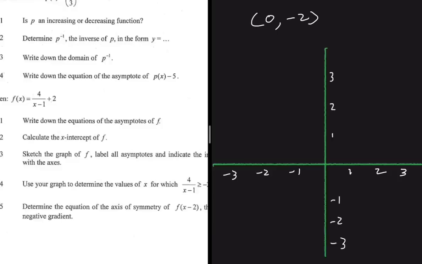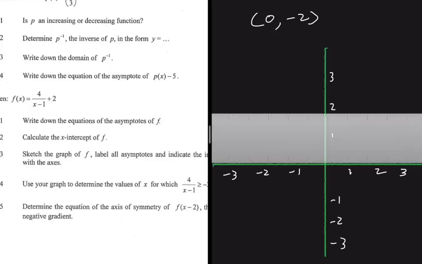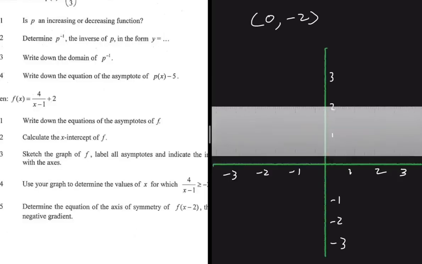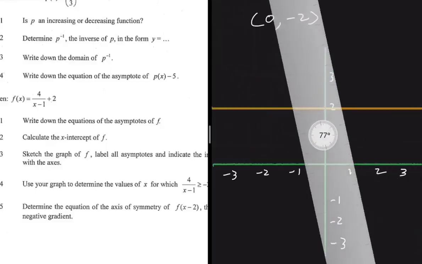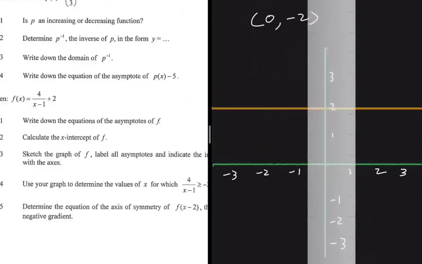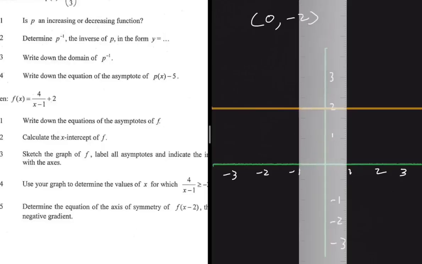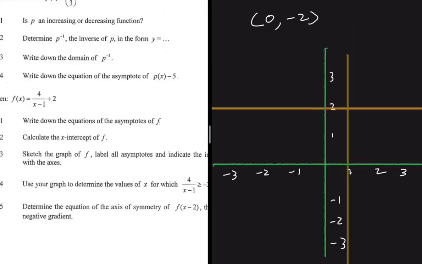So let's go ahead and put our asymptotes in our graph, right? We have a horizontal asymptote at y equal to 2. So let's just go ahead and have that there. There goes our horizontal asymptote. And then our vertical asymptote is at x equal to 1. So let's do likewise. There goes our vertical asymptote.